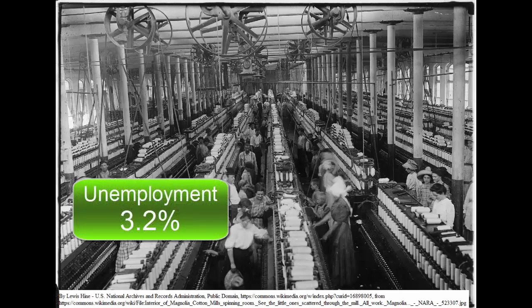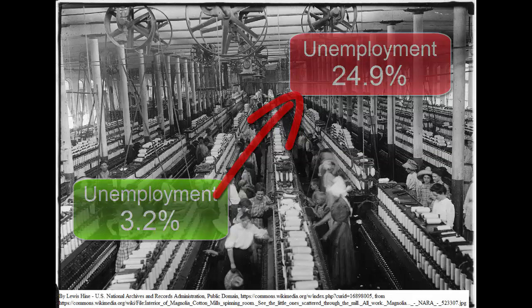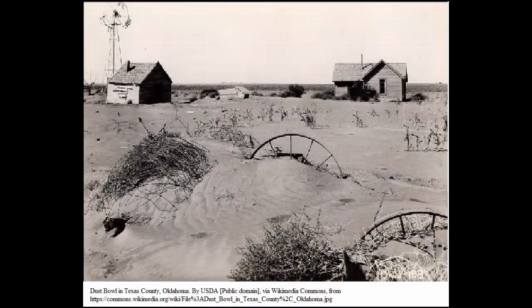The unemployment rate of 3.2% in 1929 rose to a catastrophic 24.9% in 1933. A quarter of our nation was unemployed, and this at a time where that one person was the sole support of the entire family. To add to all of this misery, the Great Plains region experienced an extreme drought that turned the teeming grasslands into an arid wasteland.